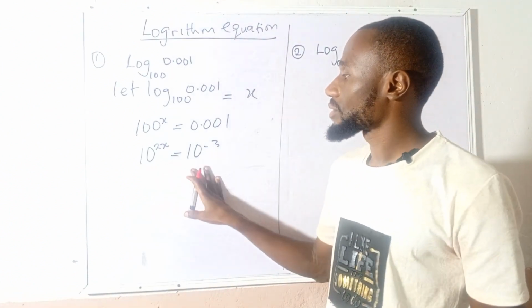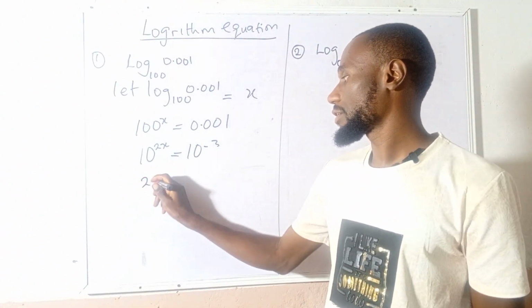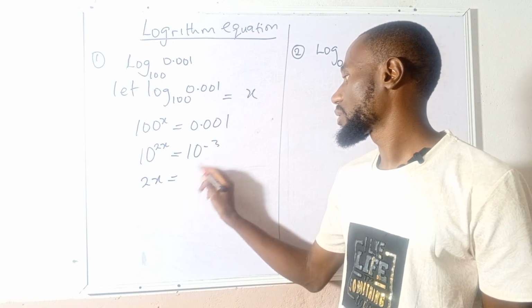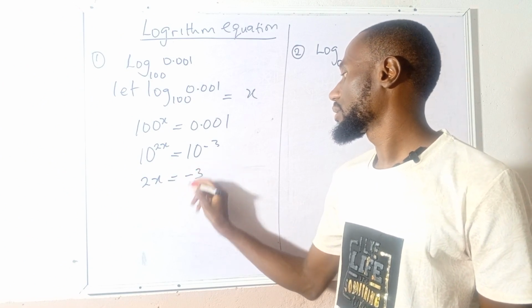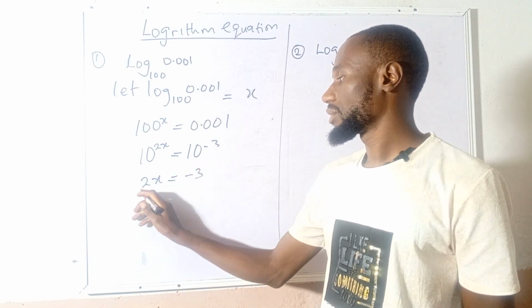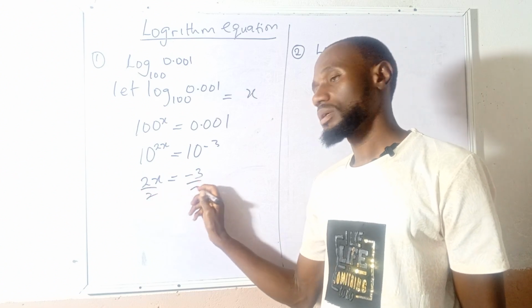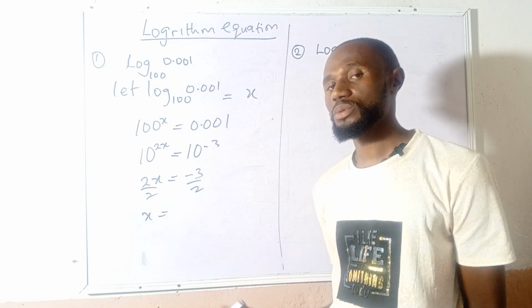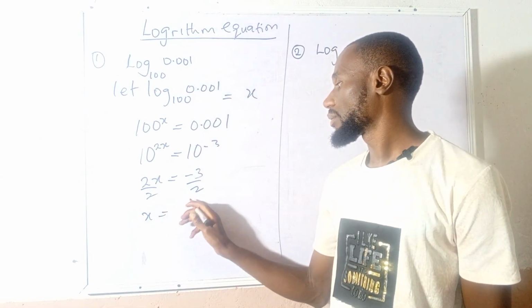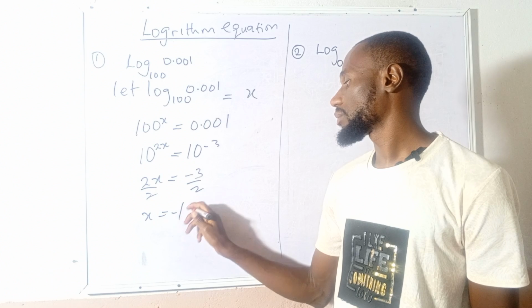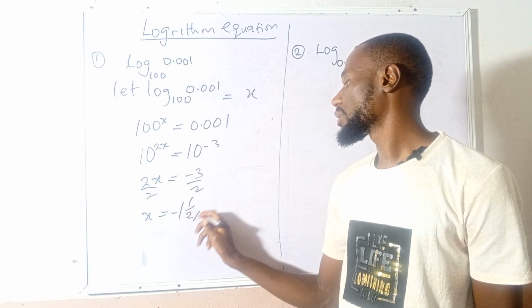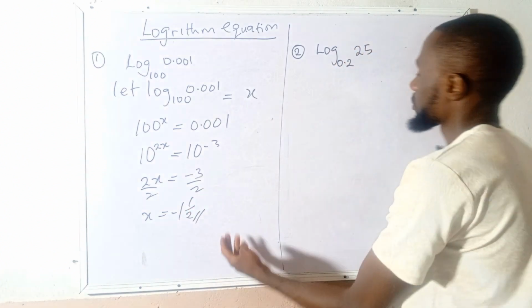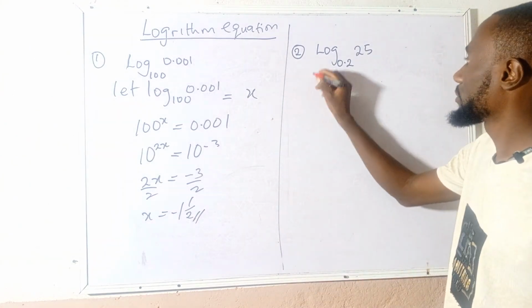Then since the equation is equal, therefore we have 2x is equal to minus 3. We divide both sides by the coefficient of x, here by 2. Therefore x is equal to minus 1 whole number 1 over 2. That is how we can solve this. Let's solve the next one.